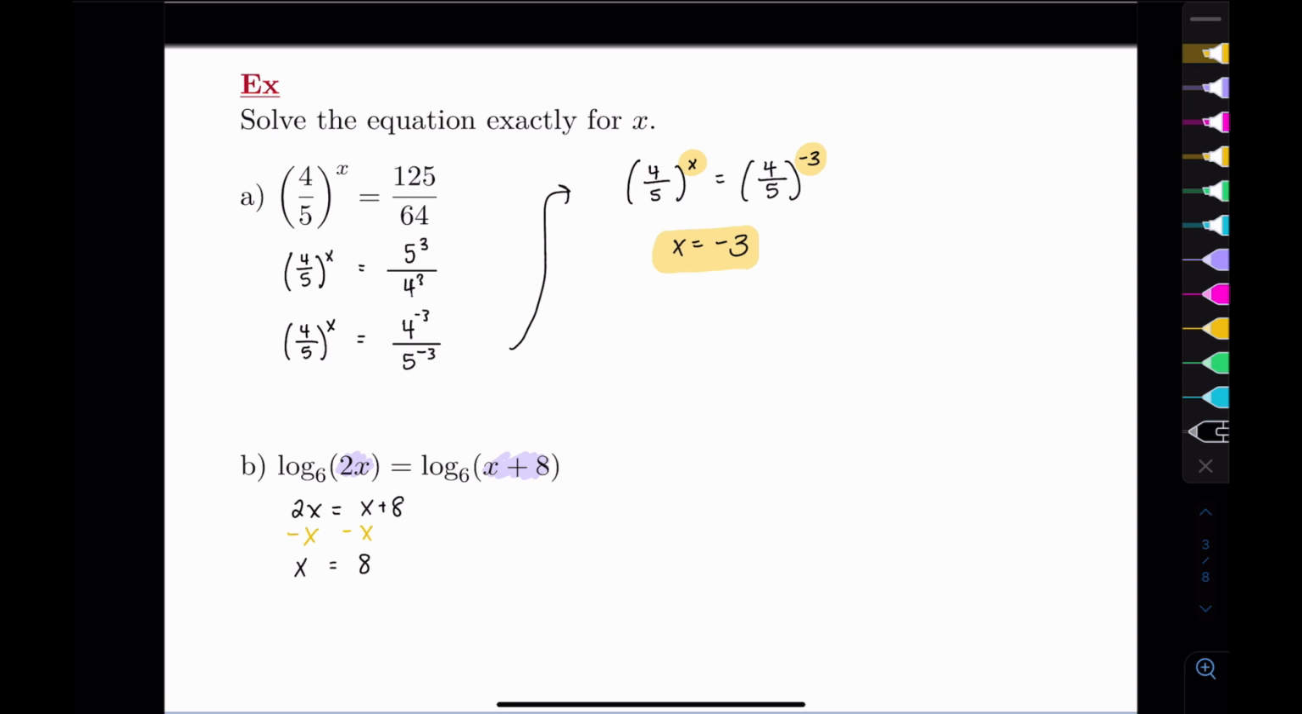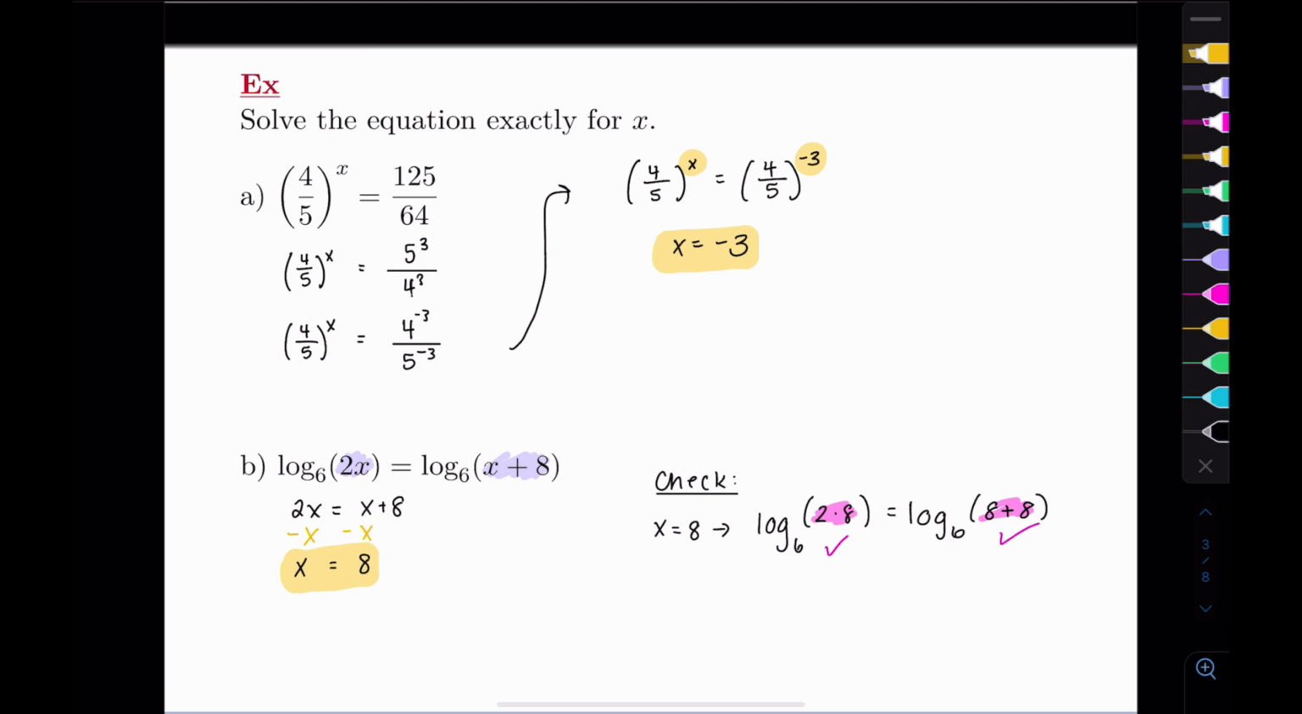The only thing is, because I dealt with a logarithm, I do need to check because there is a good chance you can get extraneous solutions. So I want to plug in x equals 8 to make sure I don't have any issues. So this gives us log base 6 of 2 times 8. No problems on the inside there. 16 is in the domain of a logarithm. And then on the right-hand side, this is log base 6 of 8 plus 8. So both of these insides are good, and that is really all that I'm checking, that it doesn't cause log of 0 or log of a negative number. So this is our solution to the equation.